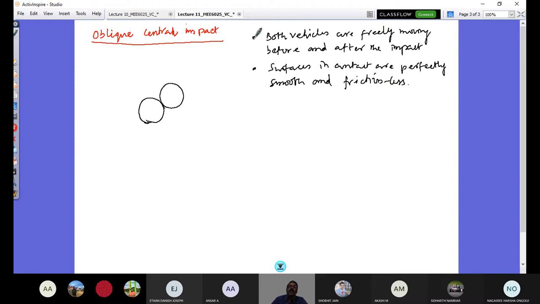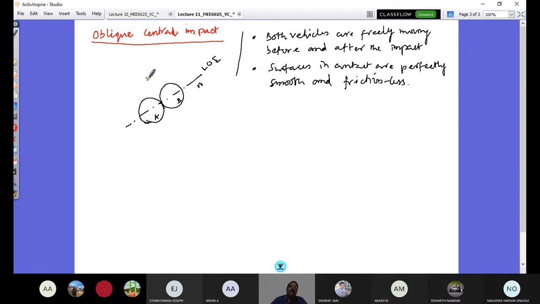Frictionless. So these are the two important assumptions that we make, and we look at these two colliding vehicles, A and B. Let me now describe this event by a reference axis. One is this axis, which is the normal axis, otherwise called the line of impact. And this axis is representing the normal at the contact. So I call this the N axis.